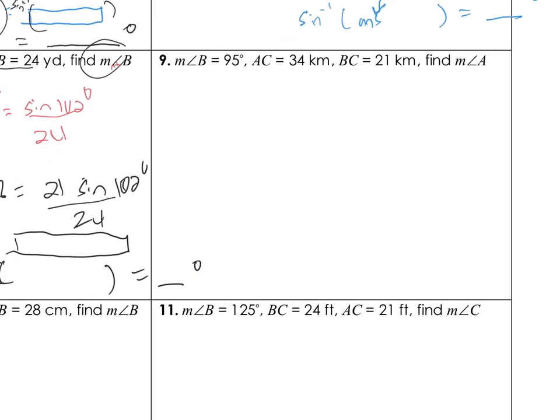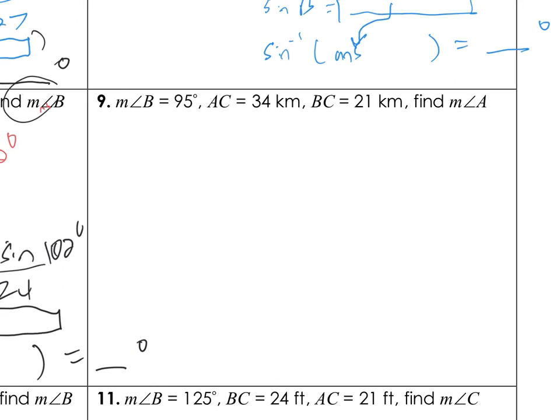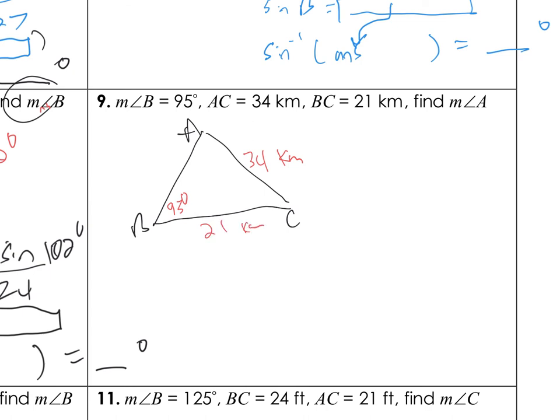Do one more here and I'll see if I'm tired. One more triangle, ABC, measure of B is 95 degrees, AC 34 kilometers, BC is 21 kilometers. Find the measure of angle A, right here, finding that angle.